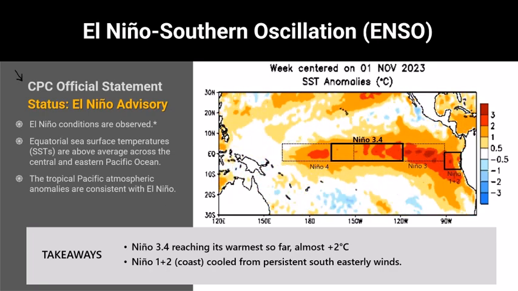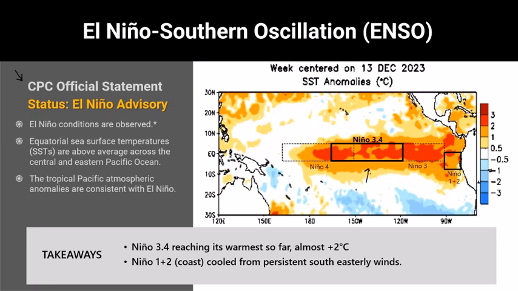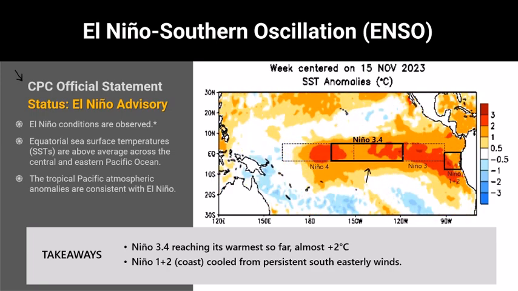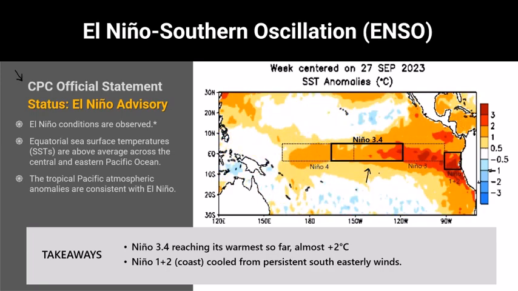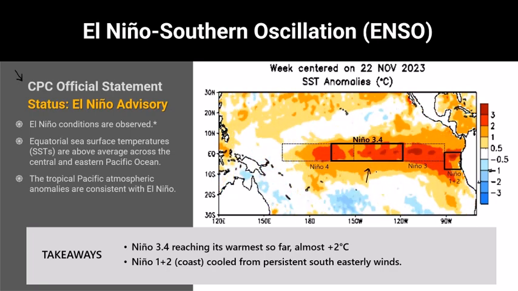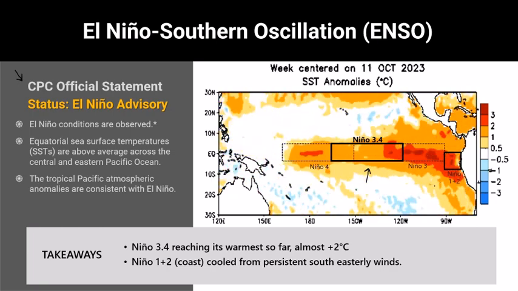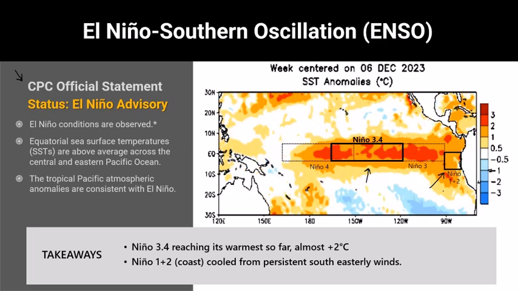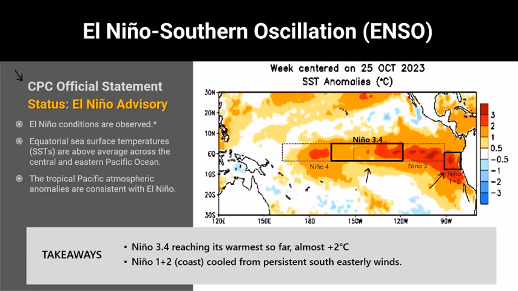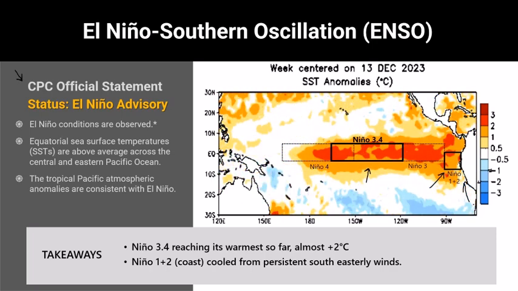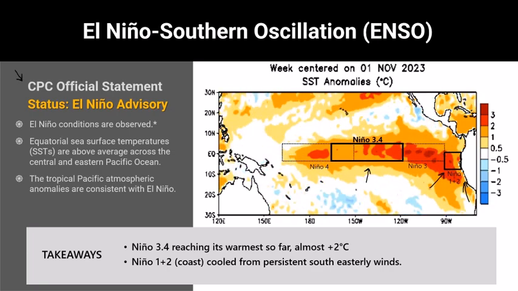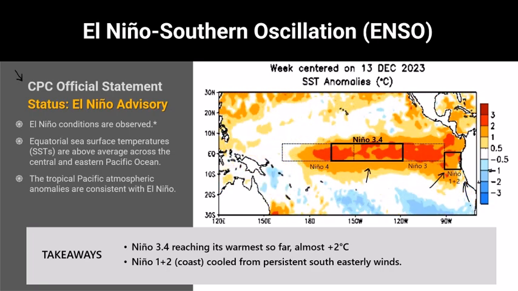But now, if you look at the evolution of the anomaly, Niño 3.4 is very warm right now. So warmest so far since El Niño started. But Niño 1+2 is cooling very rapidly from the persistent southerly winds that have been above average in speed along the coast of South America, ¿no?